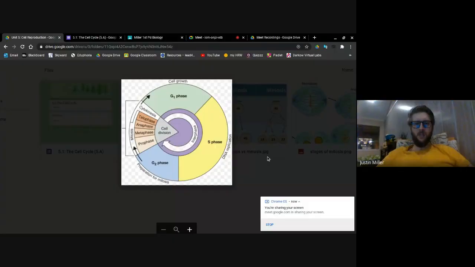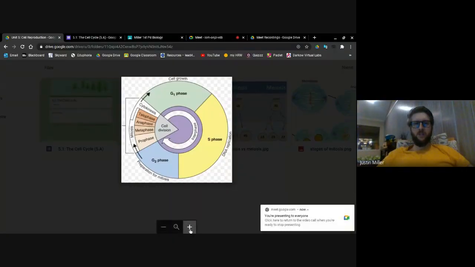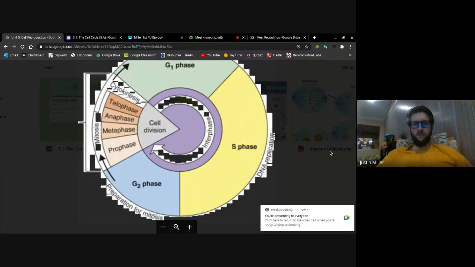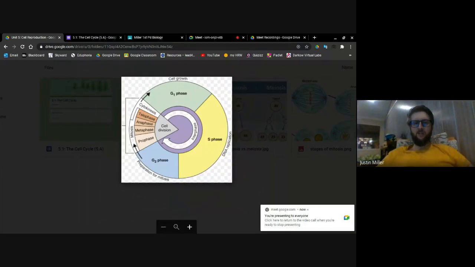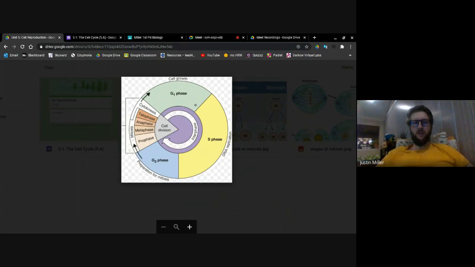So, I'm going to pull up some pictures. And this first one here just kind of gives you an overall view of the life cycle of the cell. So here are all the stages of the life cycle of the cell. All right. So we start off with G1. G1 is the first stage of the cell's life cycle.